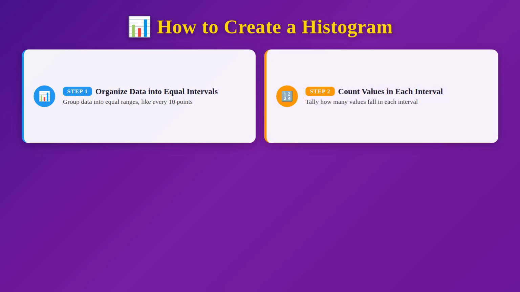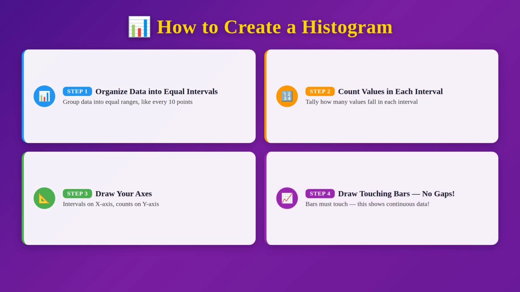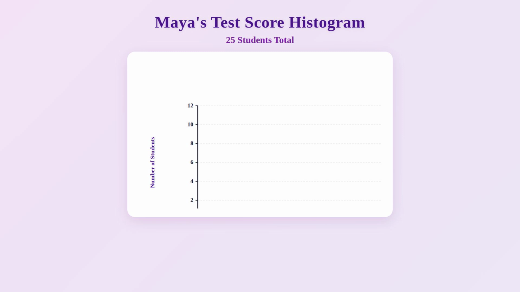Ready to build one? Here are Maya's 4 steps for creating a histogram. Step 1. Organize your data into equal intervals, like every 10 points. Step 2. Count how many data values fall into each interval. Step 3. Draw your axes. Intervals on the x-axis, counts on the y-axis. Step 4. Draw your bars so they touch. Remember, no gaps. Maya followed these 4 steps and her histogram looked amazing. You're going to nail this.